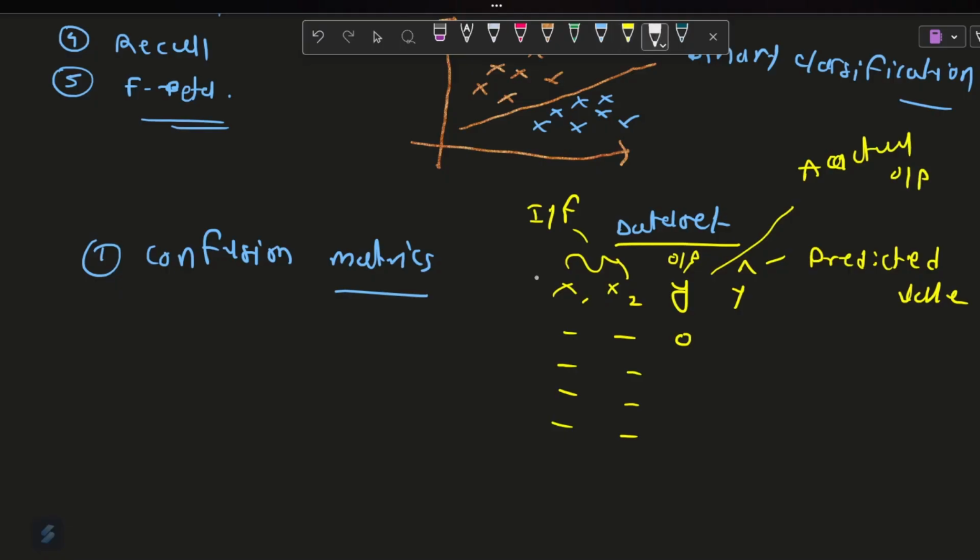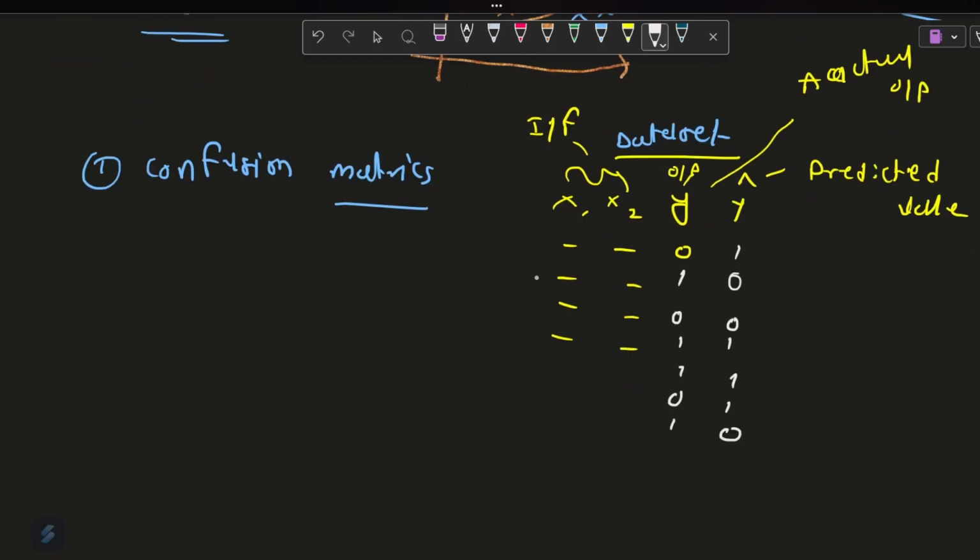Let's say the actual outputs are 1, 0, 1, 0, 1, 1, 0, 1. And the predicted output let's consider as 1, 0, 0, 1, 1, 1, 0. That's the predicted output, right? And there are some data points, the actual output and the predicted output. So when we draw the confusion matrix, we draw something like that.